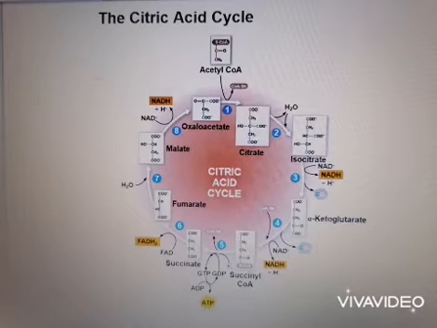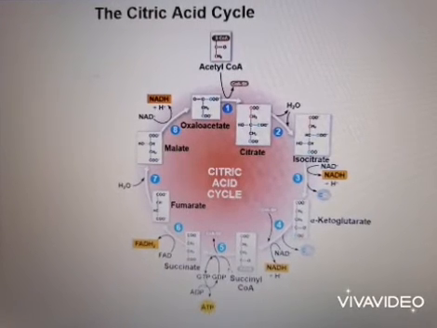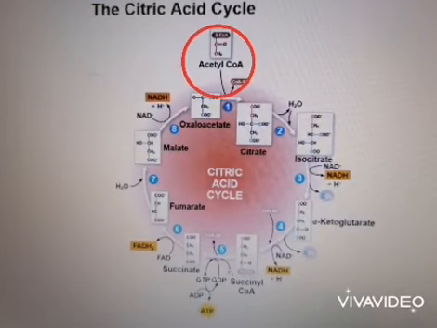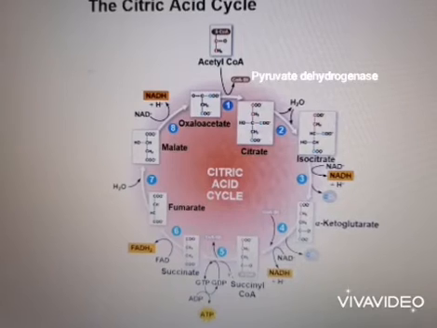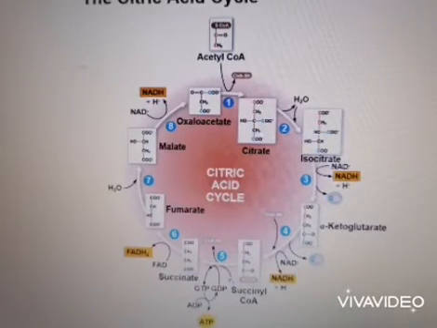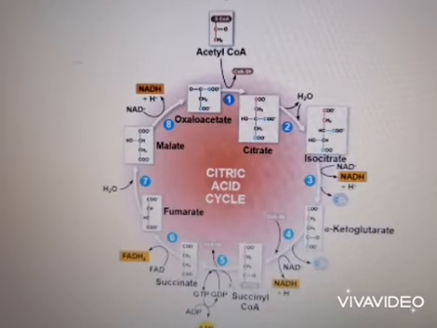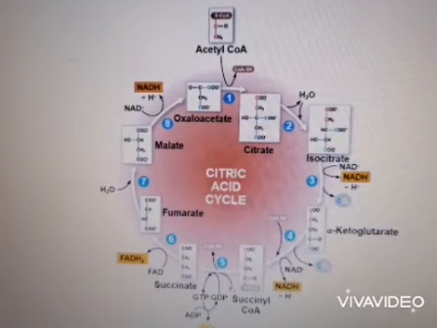The first step involved is actually a preparatory step which begins with pyruvate. It is derived through glycolysis of glucose, which is a 6-carbon compound, and then split into 2 molecules of pyruvate, which is a 3-carbon compound. So the next step will be the oxidation of pyruvate into acetyl-CoA by the enzyme called pyruvate dehydrogenase. In this reaction, a molecule of carbon dioxide and NADH is generated.